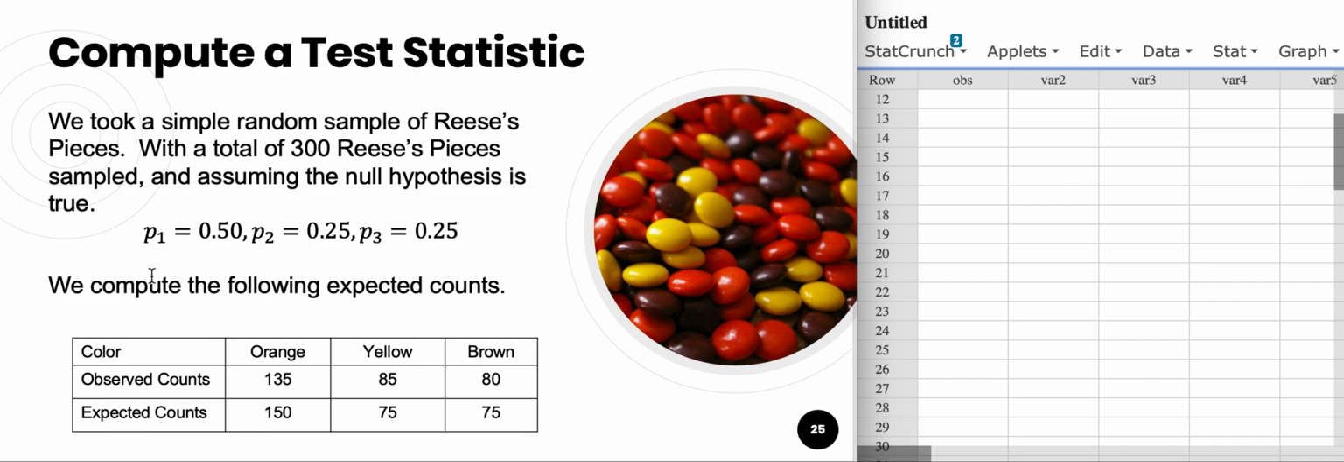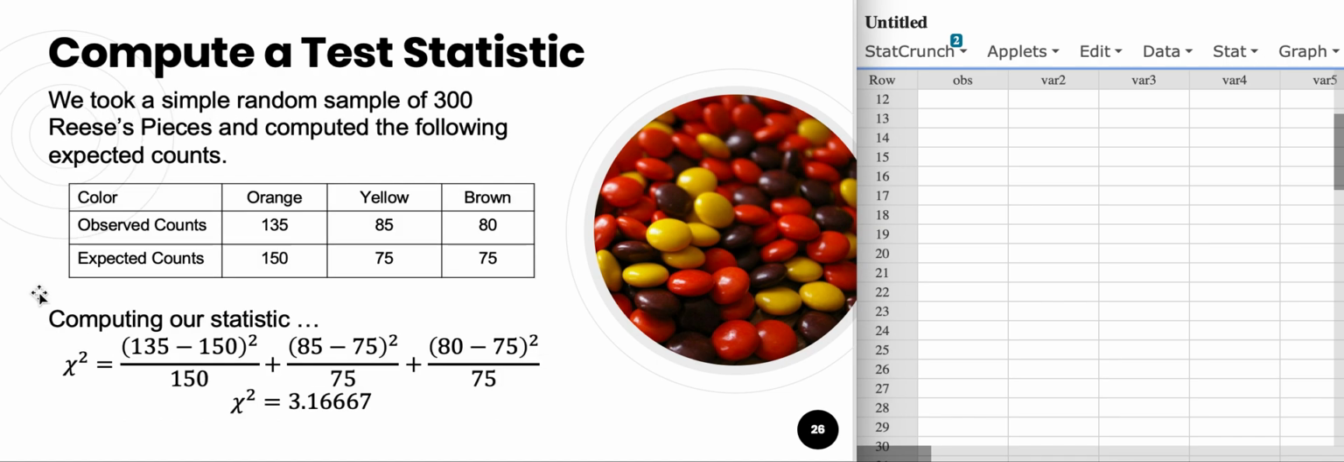So if we have in the null hypothesis that the proportion of orange is 0.5, we would expect half of those sampled, or 150, to be orange. And P2, the proportion of yellows, is 0.25, so we'd expect 1/4 of those sampled, 75, to be yellow, and likewise for brown. So we have our observed counts and our expected counts.